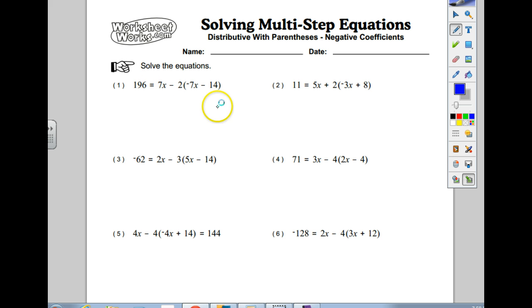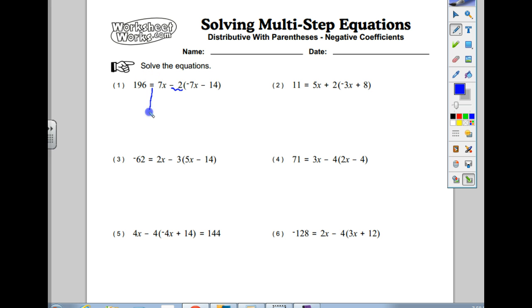Let's go ahead and do number one. One of the things I need for you to know is that the first thing we want to do here is distribute the negative 2. Again, this is a negative 2. This is saying negative 2 times the quantity of negative 7x minus 14. Since I'm not touching this, please go ahead and draw a line.